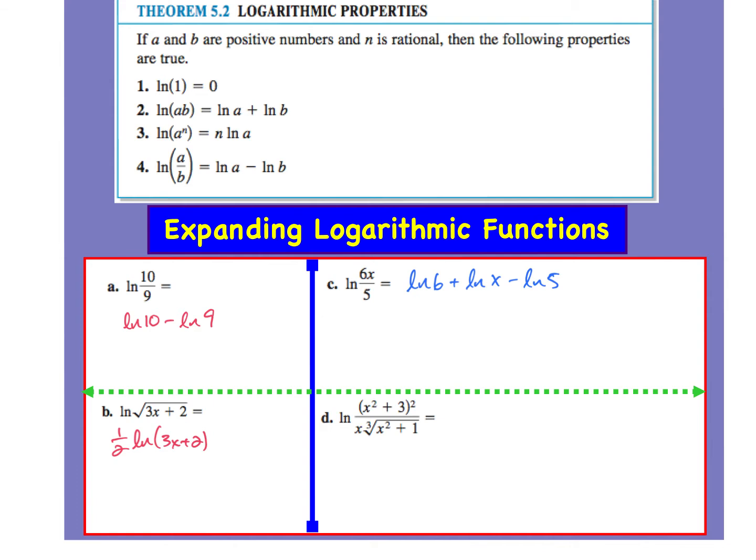I'll give you a second to do part D. I'd like you to expand that quantity. He's going to help me out. How do I expand this? You're going to take that 2 ln of x squared plus 3, subtract 5 ln x. No, we're not going to add here, we're going to subtract. And then I'd have a 1/3 natural log of x squared plus 1.